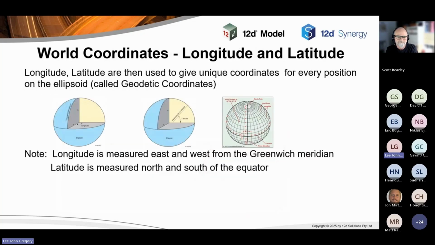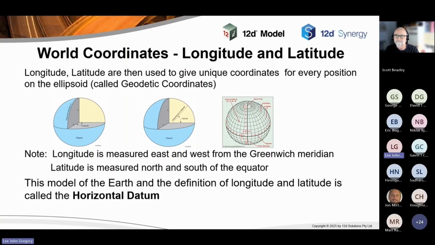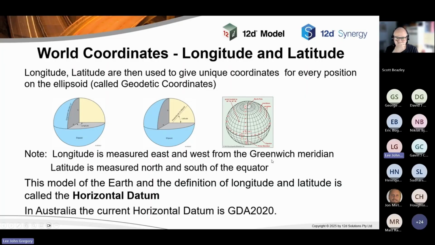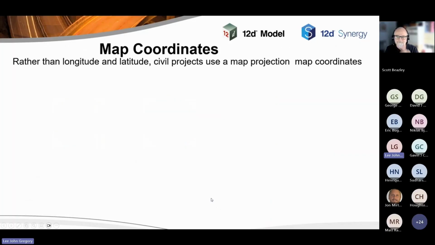So basically, we need a world coordinate system. And that's what we use as longitude and latitude. That's been around only for about 400 or 500 years, and that gives you a unique position on the sphere. That's called the horizontal datum, which is the model of the Earth and the longitude and latitude definition. In Australia, that's GDA 2020.